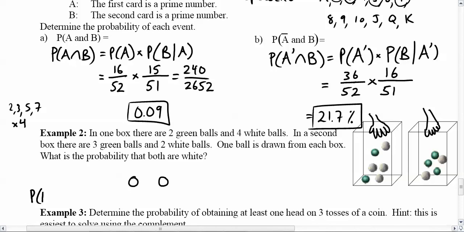So I want to know what's the probability that I get a white ball and a white ball. So what's the chance that this first ball from the first box is white? Four out of 6. You count the white balls. So I've got 4 white balls, and I've got 6 balls altogether. Got it. Now I look at the second box. What's the chance that I get a white ball from this box? I've got 2 white balls out of 5 altogether.